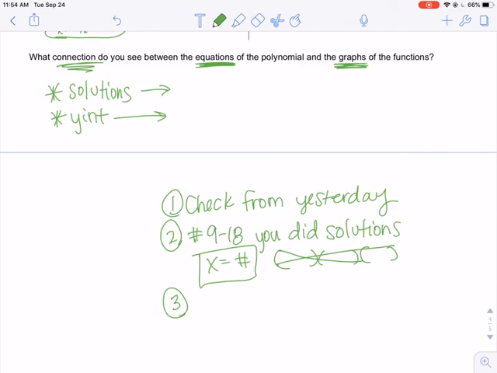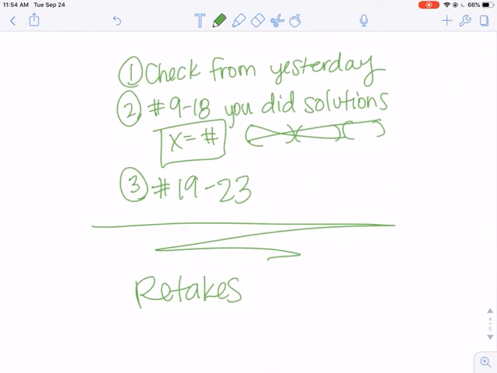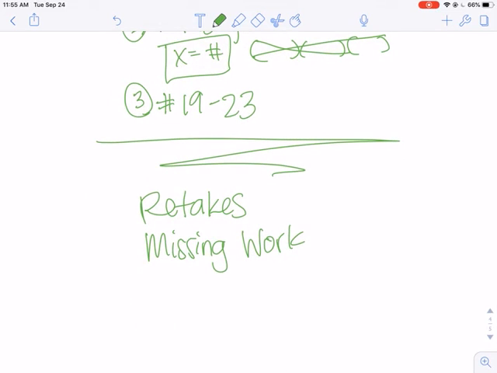And then number 3, after you're done with that, you're going to work on numbers 19 through 23 on yesterday's homework. If you are finished early, then you are thinking about retakes. I've emailed them to you. Or you're thinking about missing work, anything that you've got. Otherwise, you're welcome to work on another class.